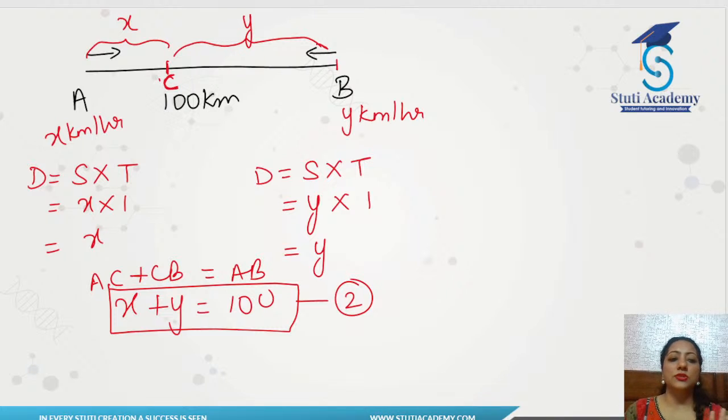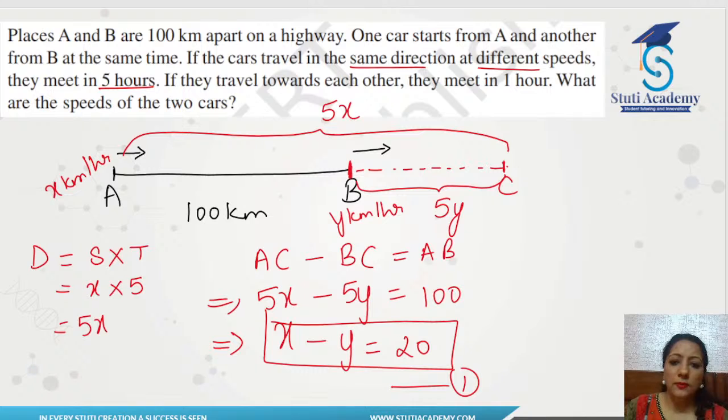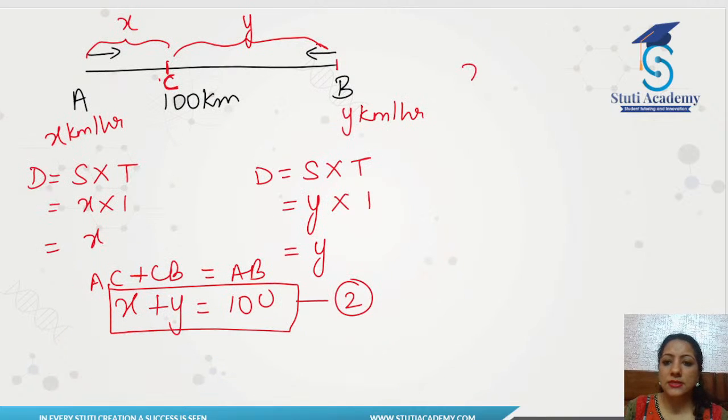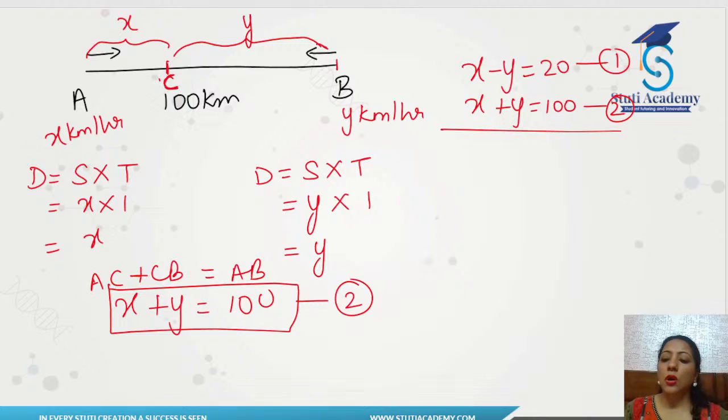Now we have got two equations in x and y. We'll solve for these two. So I'll just write here x minus y is equal to 20. That's the first equation. And x plus y is equal to 100. That is the second equation. Now we'll solve using elimination method. It is very easy to solve. We can just cancel out this. We are cancelling because we are adding here. We are adding equations 1 and 2.